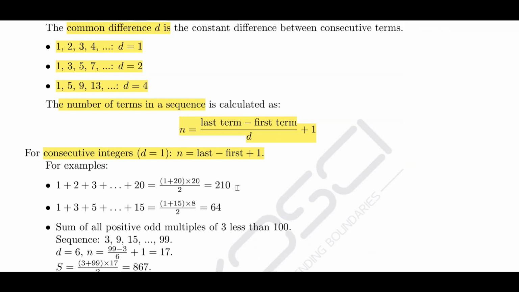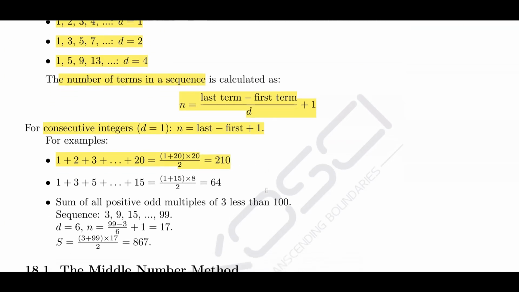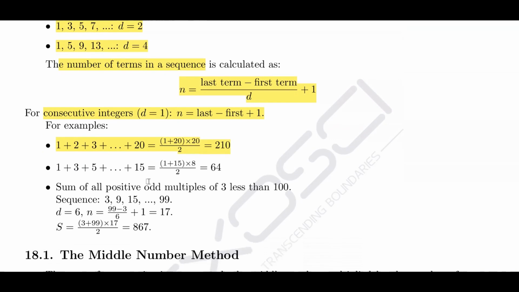First, if you add all the numbers from 1 up to 20, you're really looking at the sequence 1, 2, 3, and so on, all the way to 20. That's an arithmetic sequence where the first term is 1, the last term is 20, and there are 20 terms in total. The average of the first and the last is 10.5, and if you multiply that by the number of terms, 20, you get 210. So the sum of the numbers from 1 to 20 is 210.